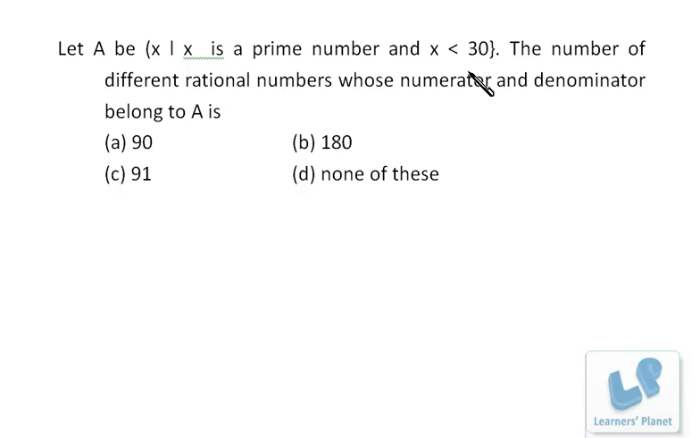So first of all, how many prime numbers are there? I just write it over here, less than 30. So it's 2, 3, 5, 7, 11, 13, 17, 19, 23, 29, right? 1, 2, 3, 4, 5, 6, 7, 8, 9, 10. In all, 10 prime numbers are there.